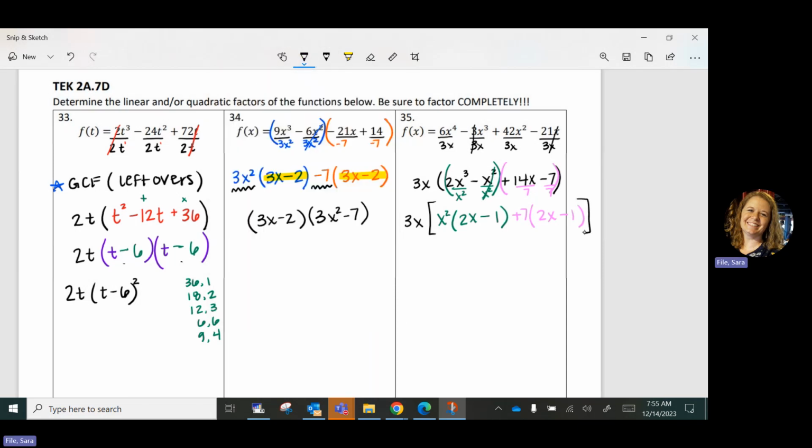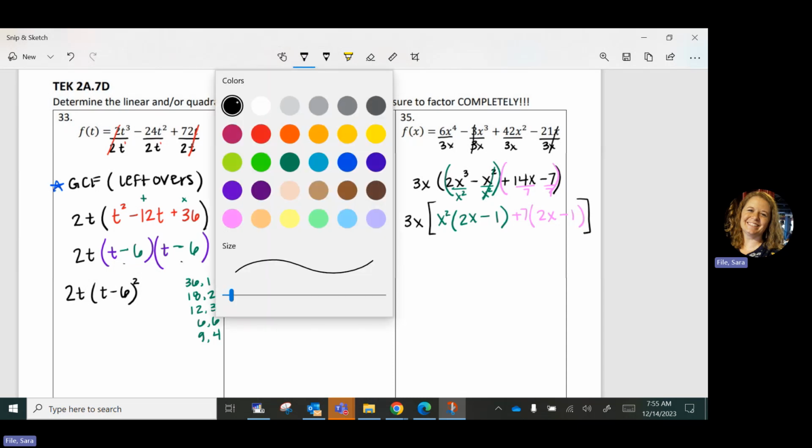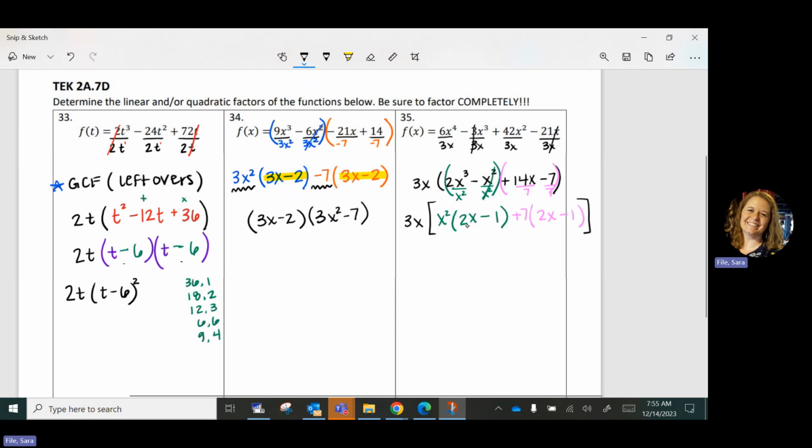Okay, close that bracket. All right, so doing my grouping, I can see that my leftovers came out the same. That's a good sign, right? That means that 2x minus 1 is a factor. And then I bring those GCFs from the grouping together. So x squared plus 7. And then that 3x did not disappear. It's still there.